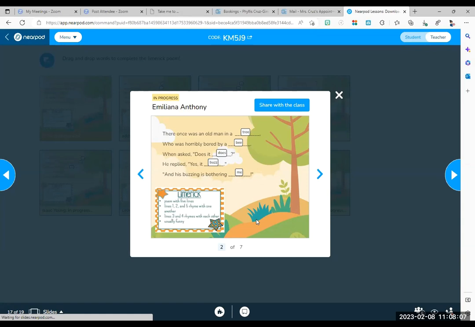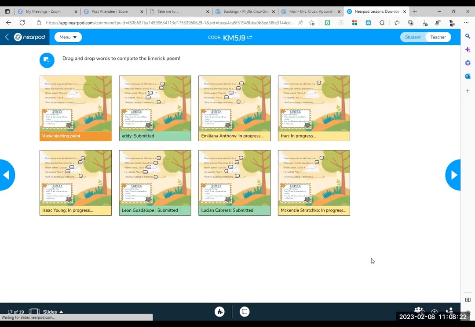When asked, does it does? You want to change it? When asked, does it blank? He replied, yes, it. And his buzzing is bothering me. Wonderful. She's going to change 2 little words.